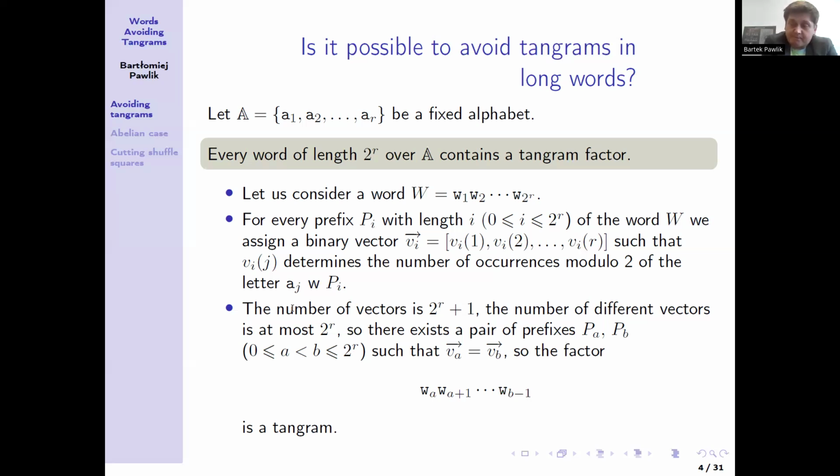But the number of distinct binary parity vectors of a word over a q-element alphabet is 2^q. So it's one less than the number of prefixes. So by the pigeonhole principle, there must be a pair of prefixes with the same vector. Therefore, if we subtract the shorter prefix from the longer one, we get a word with the zero vector. So it's a tangram, and that's it. That's the whole story about the avoidance of tangrams in long words.